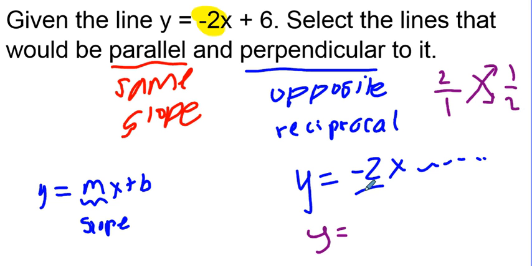So we're going to come down here, we want a positive 1/2 x, either plus or minus something. The second part, again, doesn't matter. All that mattered was that it had the opposite and reciprocal slope. So we were looking for the choice that said negative 2x and 1/2 x.